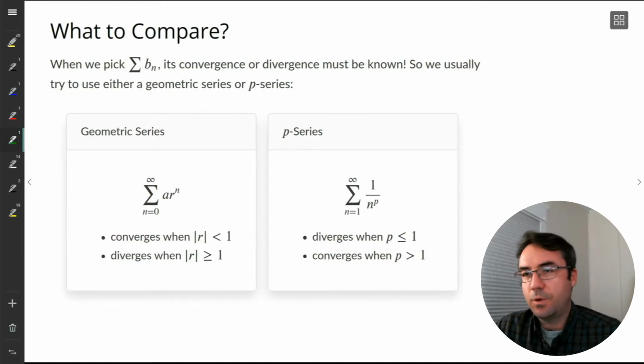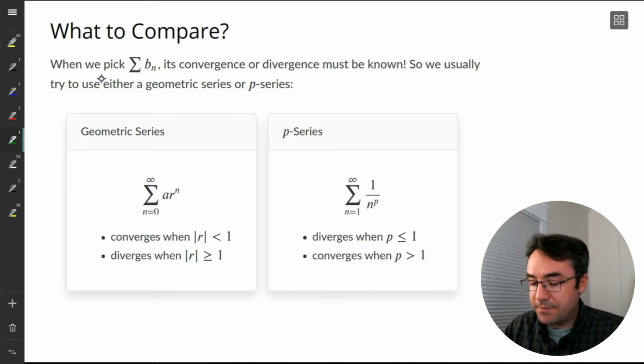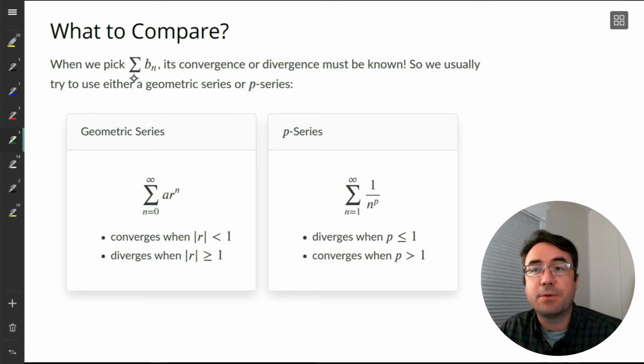So what are we actually comparing? The tricky thing about doing the comparison test is we have to actually choose this series sigma bn, which we're going to compare it to. So we have this unknown series. We don't know what's going on. We have to come up with a series that we're going to compare it to. And we have to pick a series that we actually know what's happening. So not only do we have to come up with a comparable series, but we also have to know whether it's convergent or divergent.